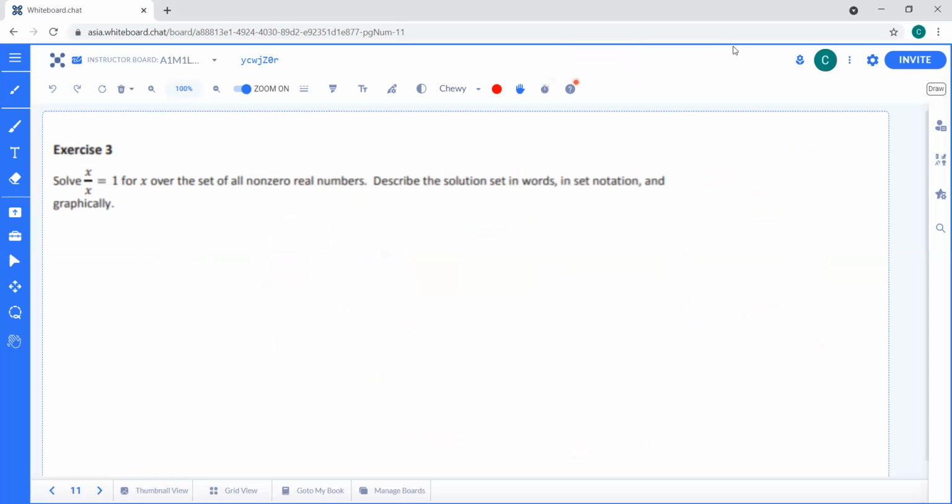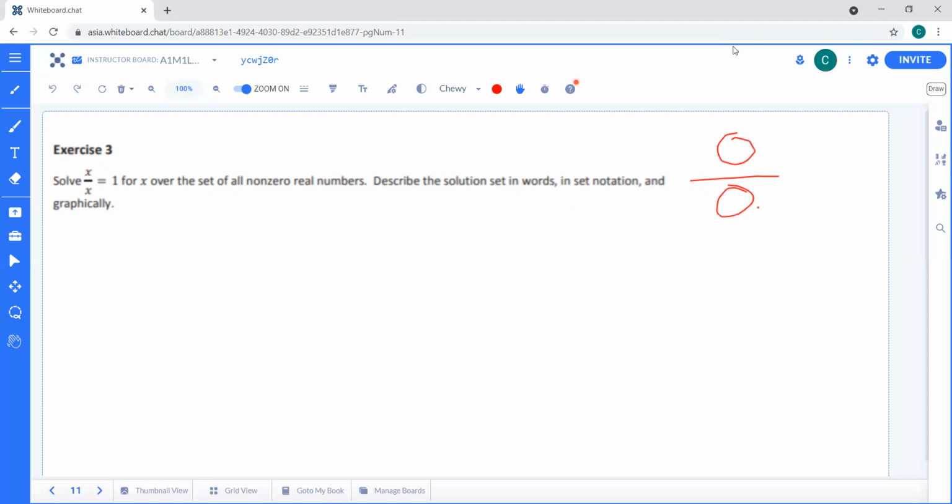Now it says over the set of all non-zero. Now why can it not be 0? Because you cannot have 0 in the denominator. That's the reason why it has to be non-zero real numbers. Okay. So it just doesn't have to be positive. It's just got to be non-zero real numbers.